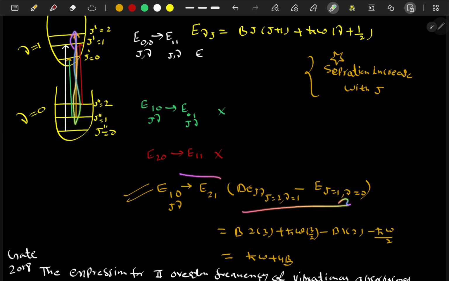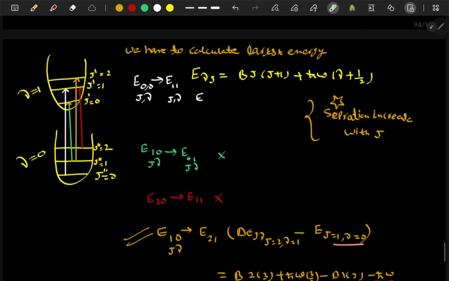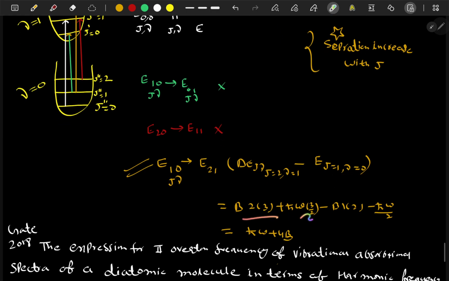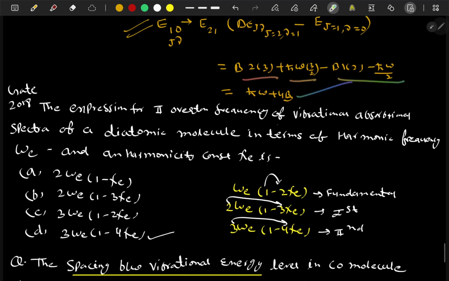And you can calculate delta E from j equal to 2, mu equal to 1 to j equal to 0, mu equal to 0. So just put in B j(j+1) plus h c omega (mu plus 1/2), B j(j+1), and you have the answer.